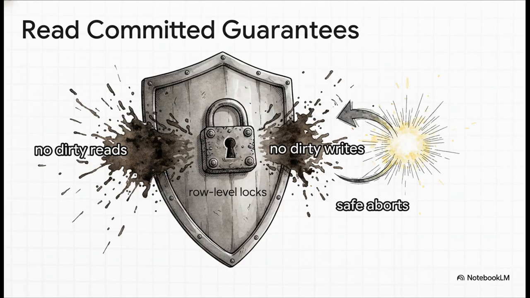How does it do this? Mostly by using row-level locks to prevent simultaneous writes to the same object. This stops the most basic bugs, and it means that if a transaction aborts, its temporary data never leaks out to the rest of the application.